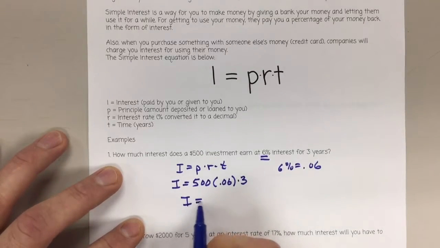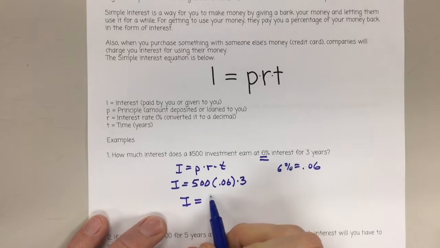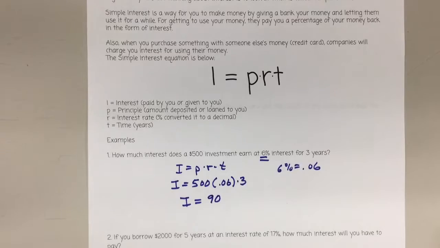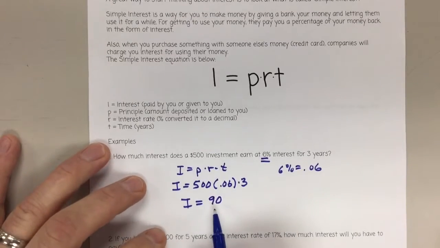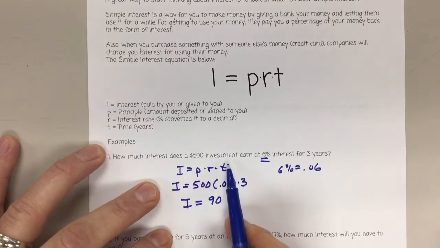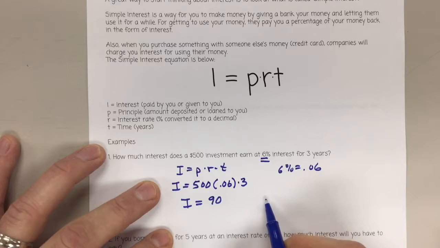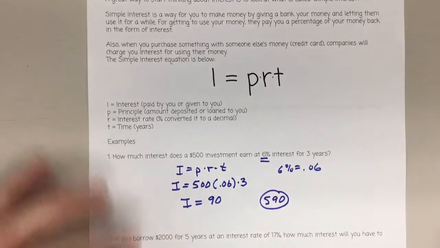So all I have to do to find the interest is to multiply 500 times 0.06 times 3. And that ends up being $90. So $90 is your interest. Now, since this is an investment, that means that you get this $90. So at the end of your term, at the end of the 3 years, you would have $590 in the bank.